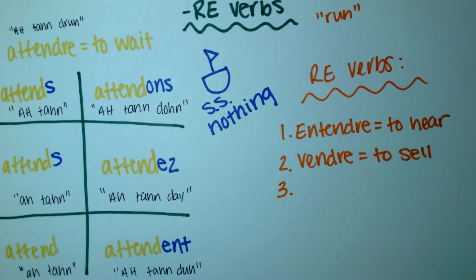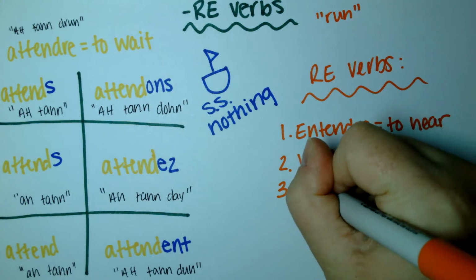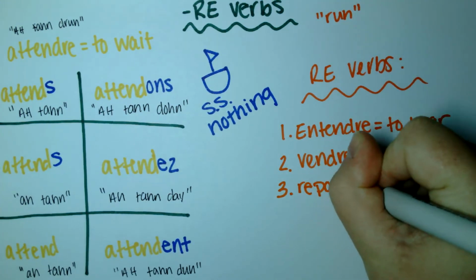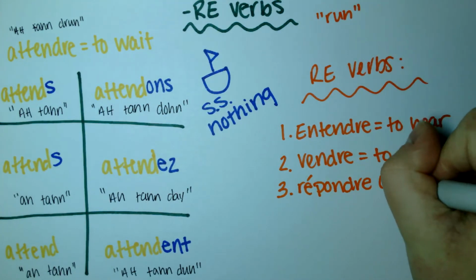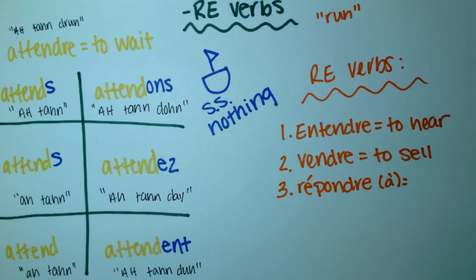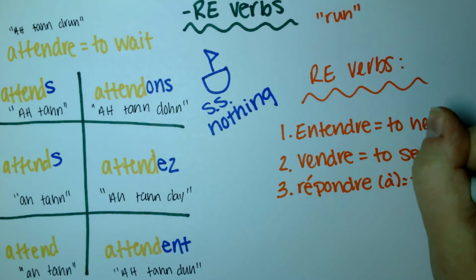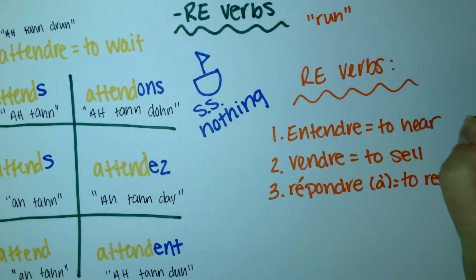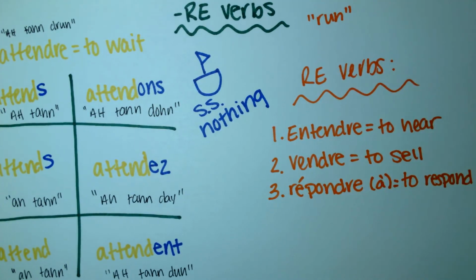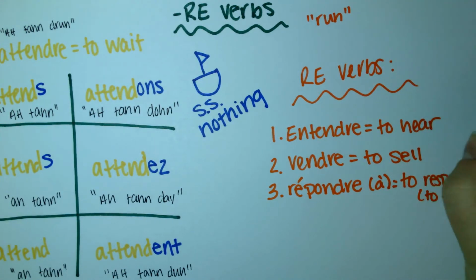Okay, la troisième verbe, the third verb, c'est le verbe répondre. Répondre. You should remember what répondre means, but if you don't, it's the verb to respond. And then in parentheses, I have à, which means to. So we have to respond, and then in parentheses, to. Like, I am going to respond to madame.